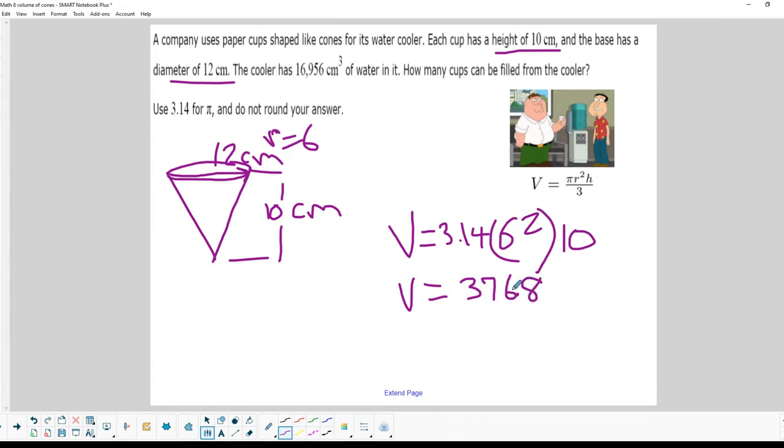So there's the volume of a cup, right? Now we've got this much water in there, so let's figure out how many cups we can fill with that much water. So we're going to divide this number by that number. So here we go. Calculator, 16956 divided by 376.8. And that comes out to be 45 cups.